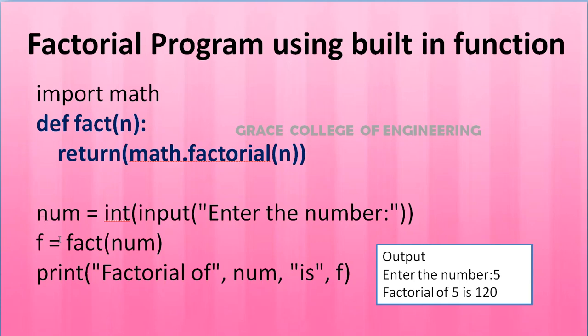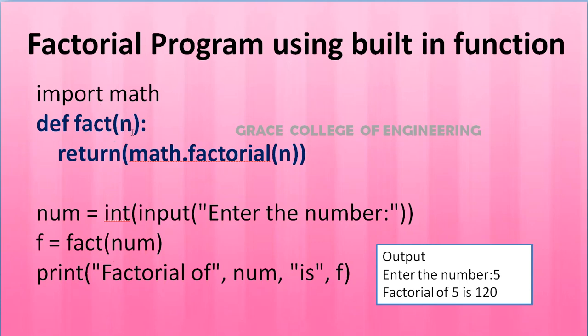The main function starts from here. So num is equal to int(input("Enter the number")). Already I said, if you want to get a value from the user, you use the input function, and by default in Python it gives string values. If you want to convert it into an integer, use the int type conversion. After it is converted to an integer, it is stored in the num variable. Next, I am going to pass this value to this function fact. When you see this fact, it will move to that particular function with the value.